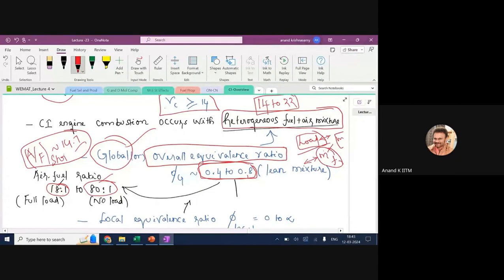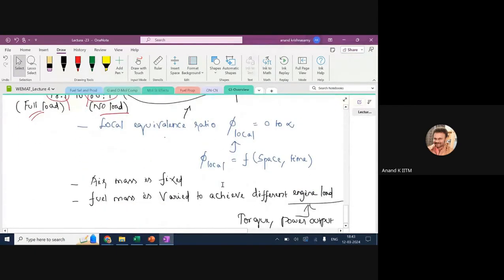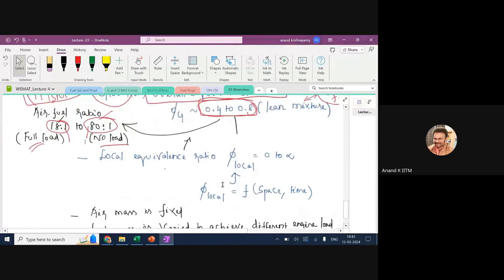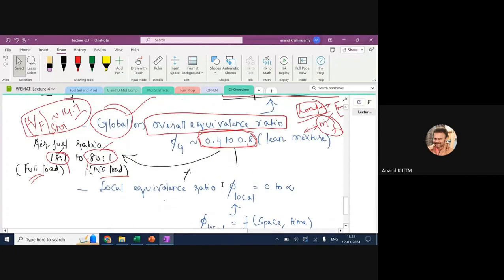Okay, and this is different at different load. At full load you have more fuel mass. That's why there is a less value. At no load you have less fuel mass. You have a higher value. Nevertheless, it is very high air mass. Typically the air quantity will be around 30 to 50% higher than the stoichiometric proportion. That is nothing but excess air. So you use around 30 to 50% excess air. Okay, this is based on global value.